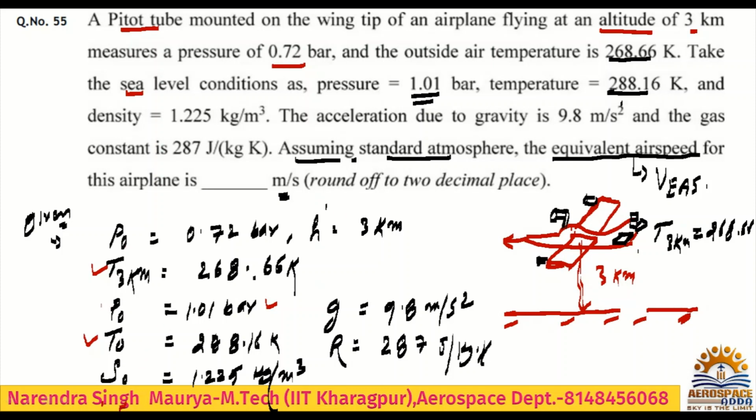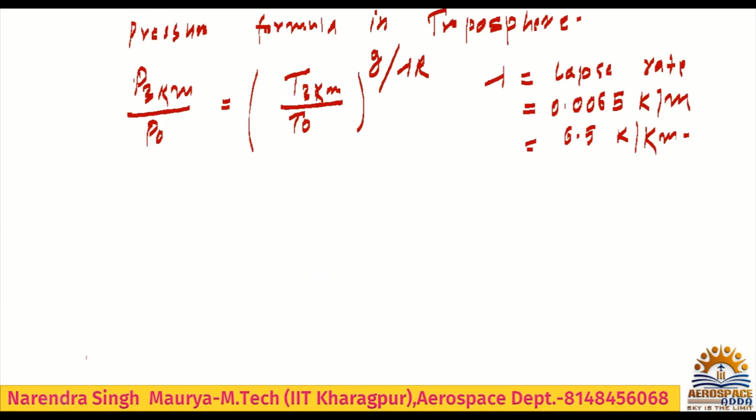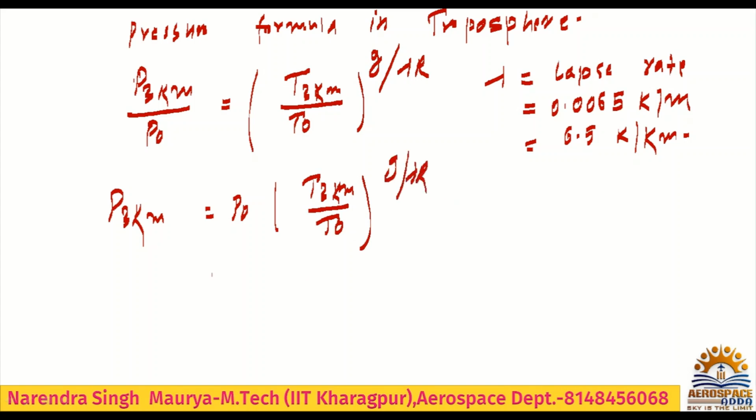Check, this is the sea level pressure. So 3 kilometer pressure you need to calculate. So P at 3 kilometer, I will write, is equal to P naught times T at 3 kilometer divided by T naught. All the values I have to write.